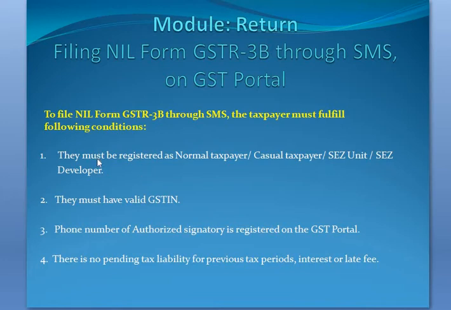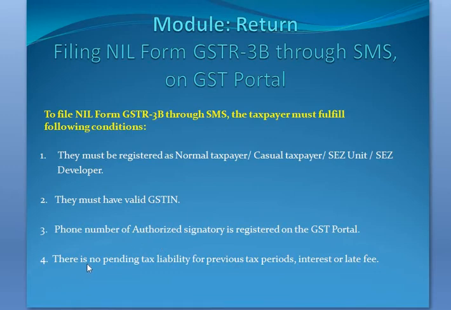The second condition is that they must have a valid GSTIN. Any taxpayer usually has their GSTIN number, and any person who wants to file a nil return should also have this valid GSTIN number. Number 3, the phone number of the authorized signatory is registered on the GST portal. Without the phone number, it will not be valid. You have to register the phone number of the authorized signatory on the GST portal.